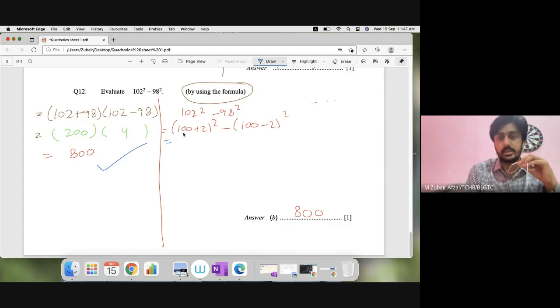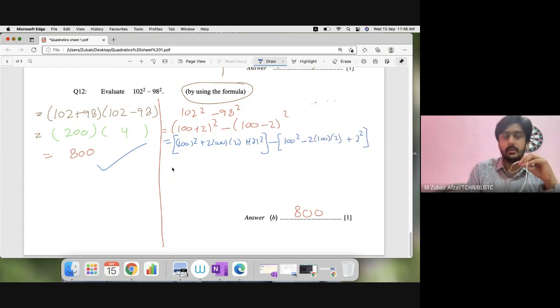So in this case, this is a plus b whole square. That would be a square plus 2ab plus b square, minus, in the second one, this is a square minus 2ab plus b square, right? I'm not solving this 100 square as 10,000 because I know that this positive 100 square will be cancelled out with the negative one.